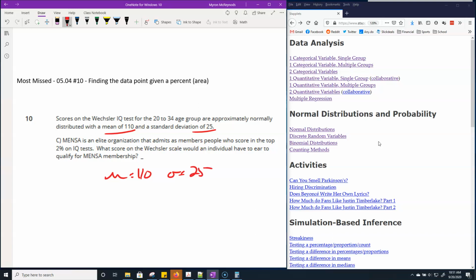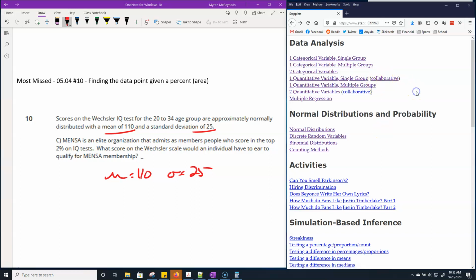So Mensa is an elite organization that admits as members people who score in the top 2% of tests. So only the highest of test scores get in. What score on the Wechsler scale would an individual have to earn to qualify for Mensa membership? So I expect my score to be pretty high, right?